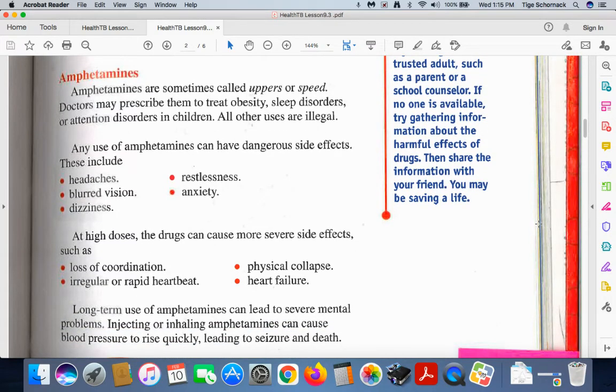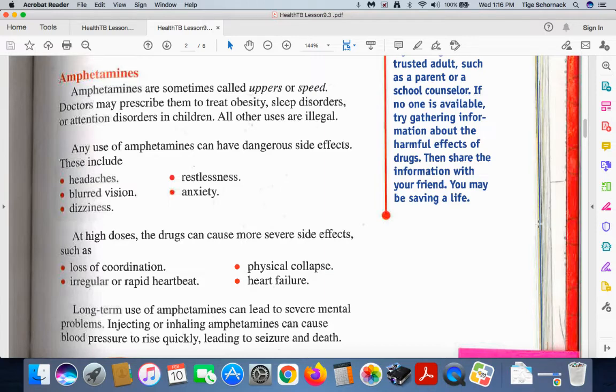Amphetamines are sometimes called uppers or speed. Doctors may prescribe them to treat obesity, sleep disorders, or attention disorders in children. All others are illegal. Yeah, I have no idea how amphetamines treat sleep disorders. We're going to look that up after I read this because that fascinates me. Attention disorders, things like ADD and ADHD. They prescribe things like Ritalin, or we allow kids to have coffee, to slow down their attention deficit disorders. Again, how that works, I don't know. We'll look that up.